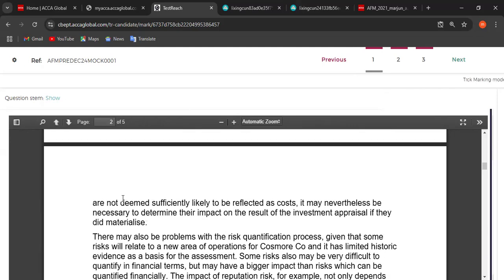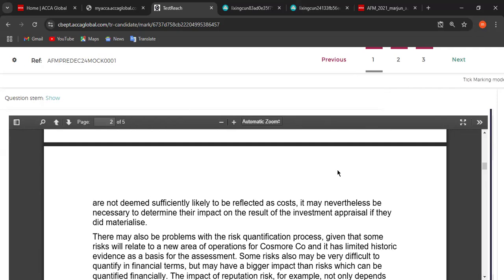For risks which are not deemed sufficiently likely to be reflected as a cost, it may nevertheless be necessary to determine their impact. Some risks which you deem important, their chances of occurrence, their likelihood is important, may become part of our investment appraisal, but those are not necessary. There is no need to incorporate them.